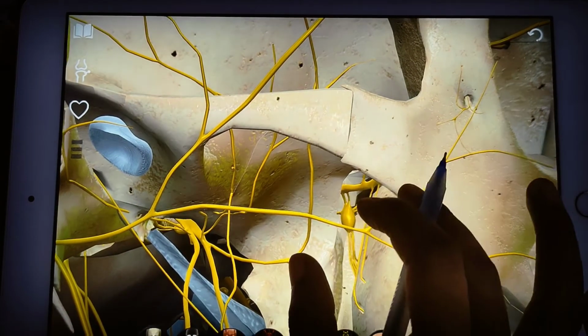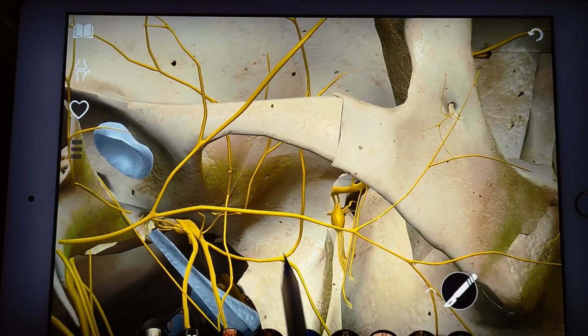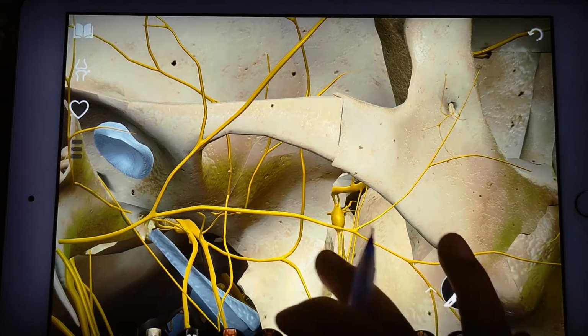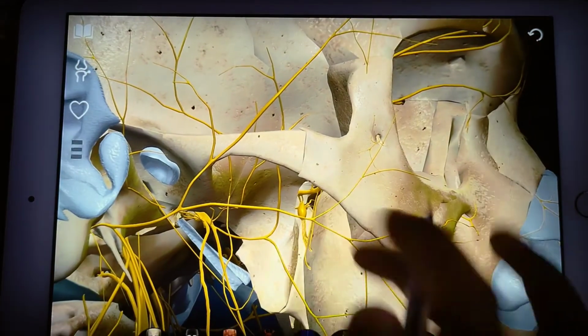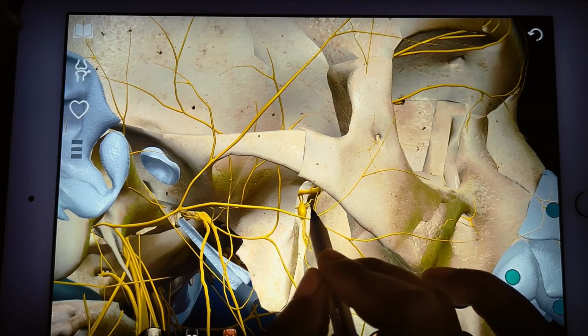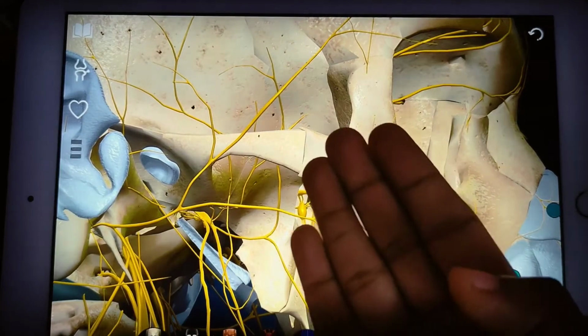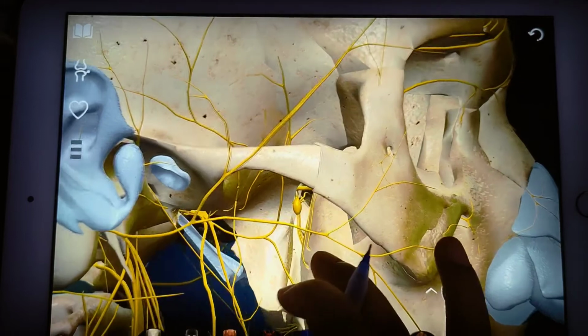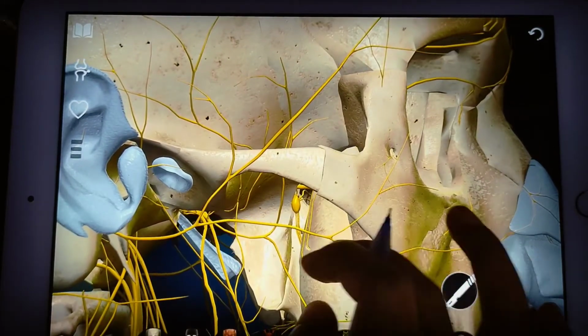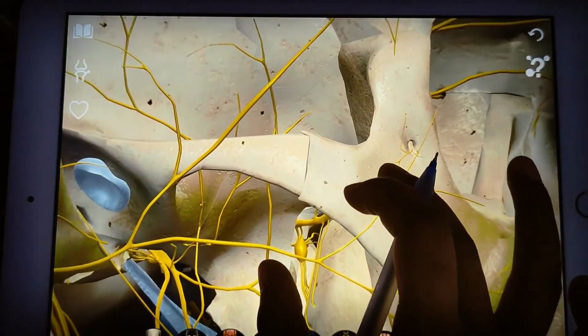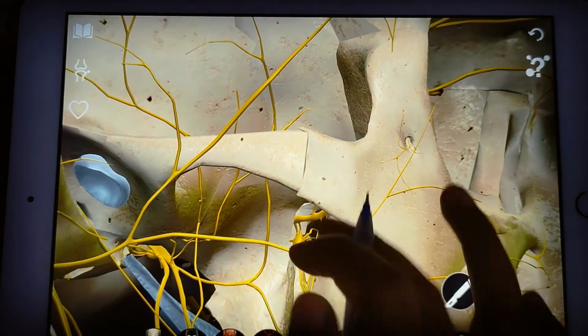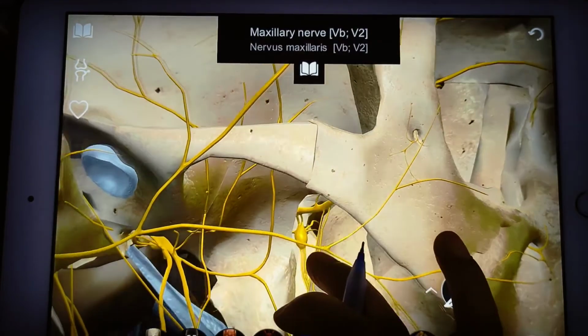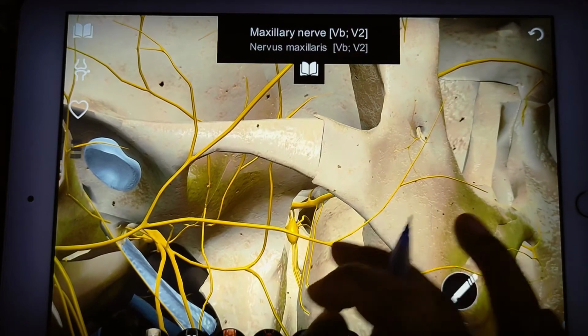Why pterygopalatine? Because here is the pterygoid plate of the sphenoid bone. This one is your pterygoid plate of the sphenoid bone, if you can appreciate, and this is your palatine bone there. On that side there is the palatine bone, that's why it's called the pterygopalatine fossa. That's it. The maxillary division of the trigeminal nerve comes here. You can see the maxillary division, this white one.